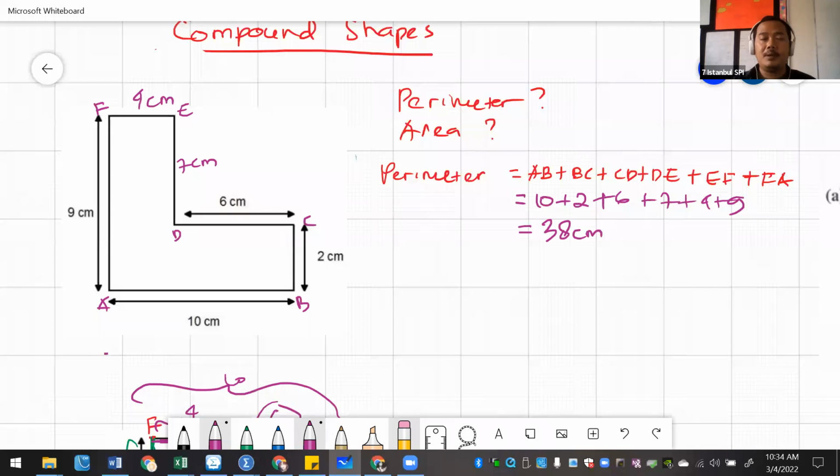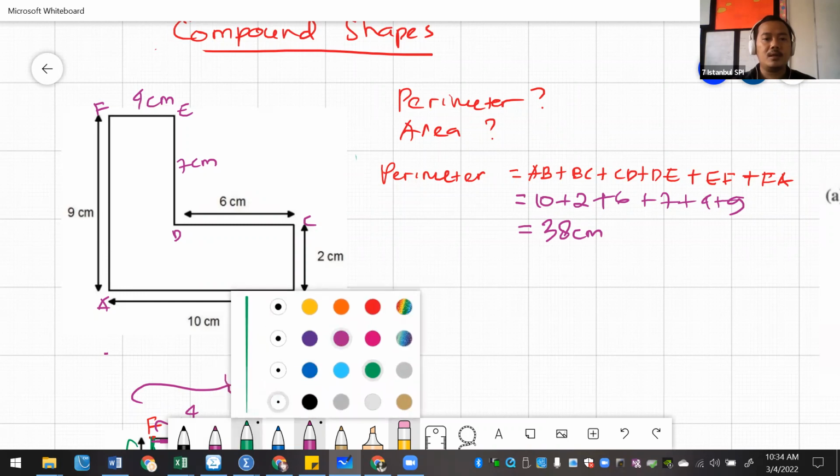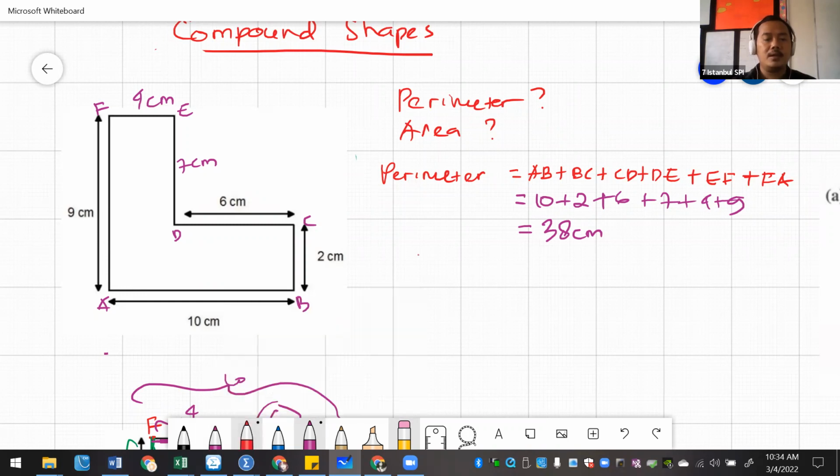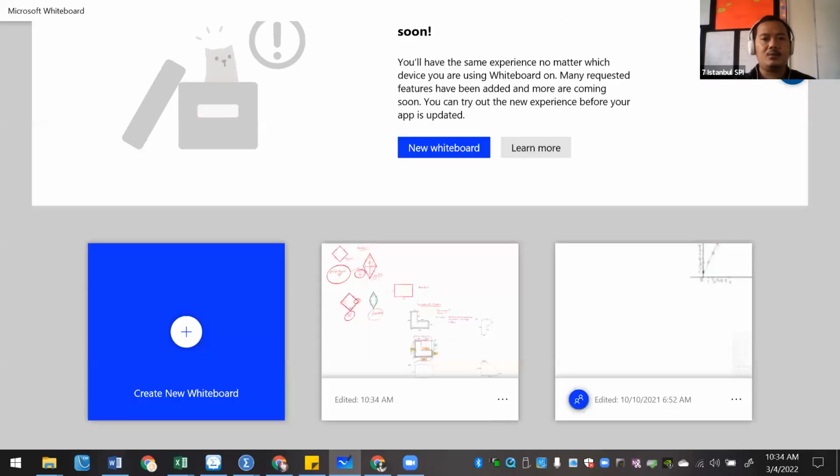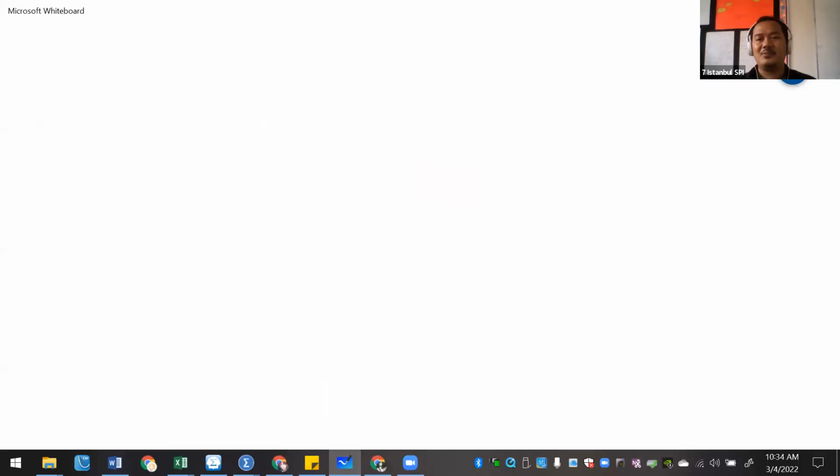But for this one, for example, I'm going to separate this into two shapes. So I'm gonna make another line here. I'm gonna use the red one this time. Sorry, should use the ruler. Sorry guys, I keep forgetting.